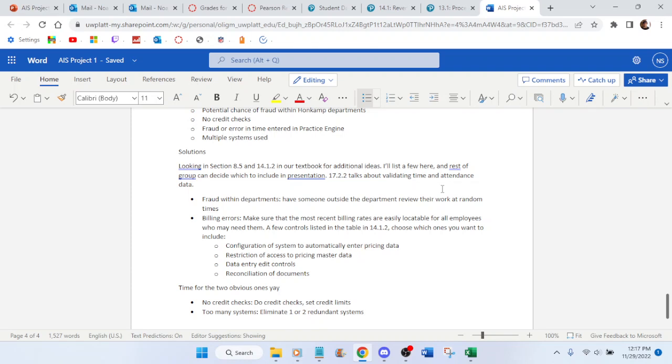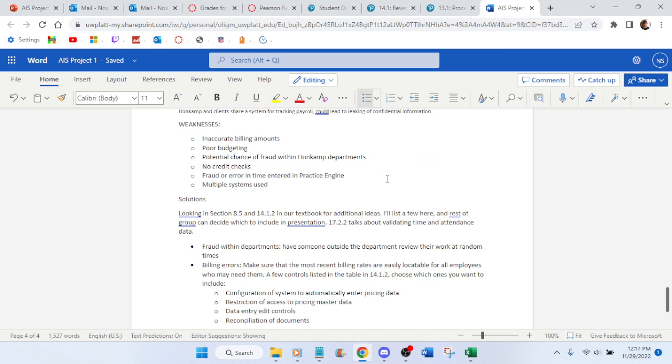So let's see, fraud within departments, poor budgeting. I mean, poor budgeting, like what's the problem there? I have no idea. Is it that the person doing the budget is not doing their job correctly, or is it hard to predict how much they need to have better planning of how, basically what the problem with the poor budgeting thing is.